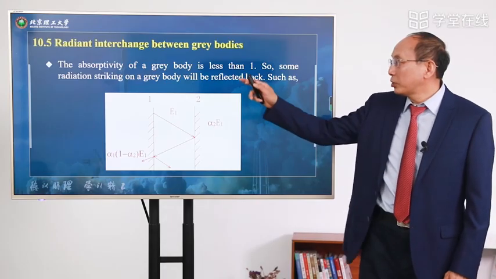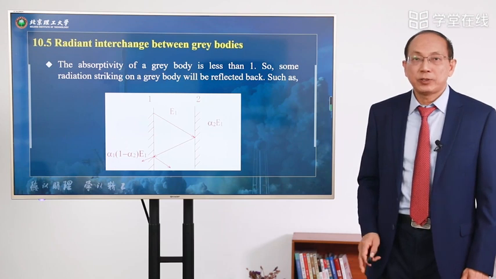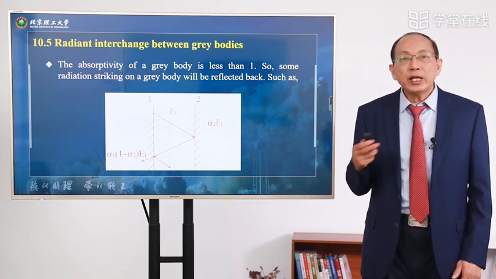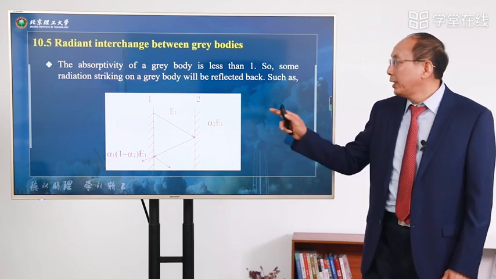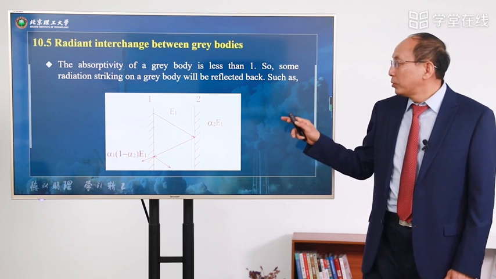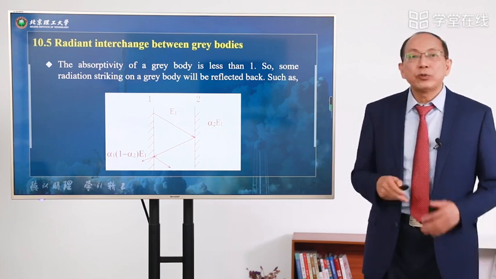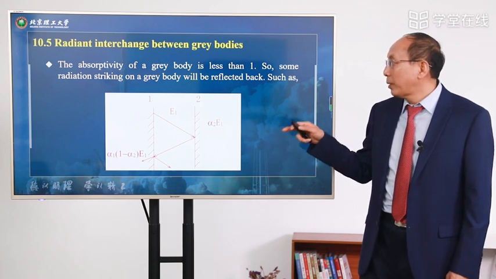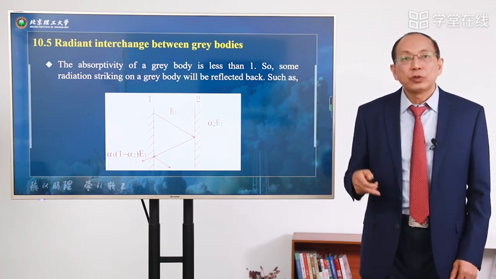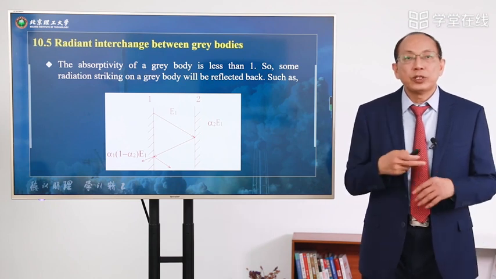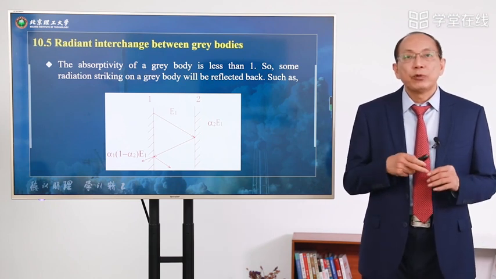In this system, there are two surfaces, surface 1 and surface 2. Radiation from surface 1, E1, strikes surface 2, and some of the energy is absorbed. However, there is some reflection going back to surface 1.